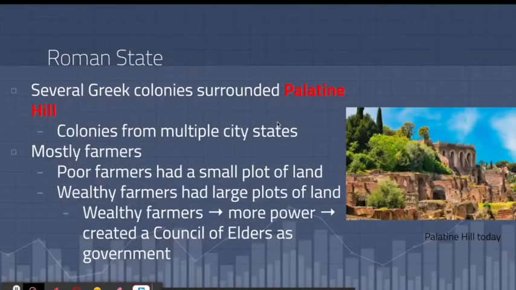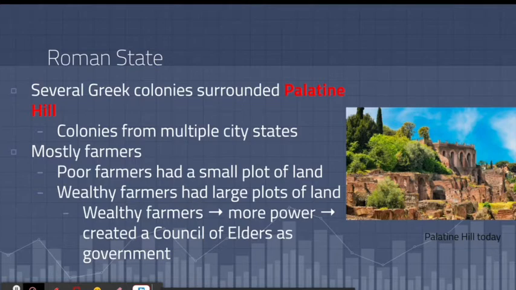All right, so the Roman state. There were several Greek colonies surrounding this hill, and it's a very special hill. You can still visit it today. I don't want to say sacred, but it's really important to the Roman people. It's called the Palatine Hill. All of these colonies surrounded this Palatine Hill.